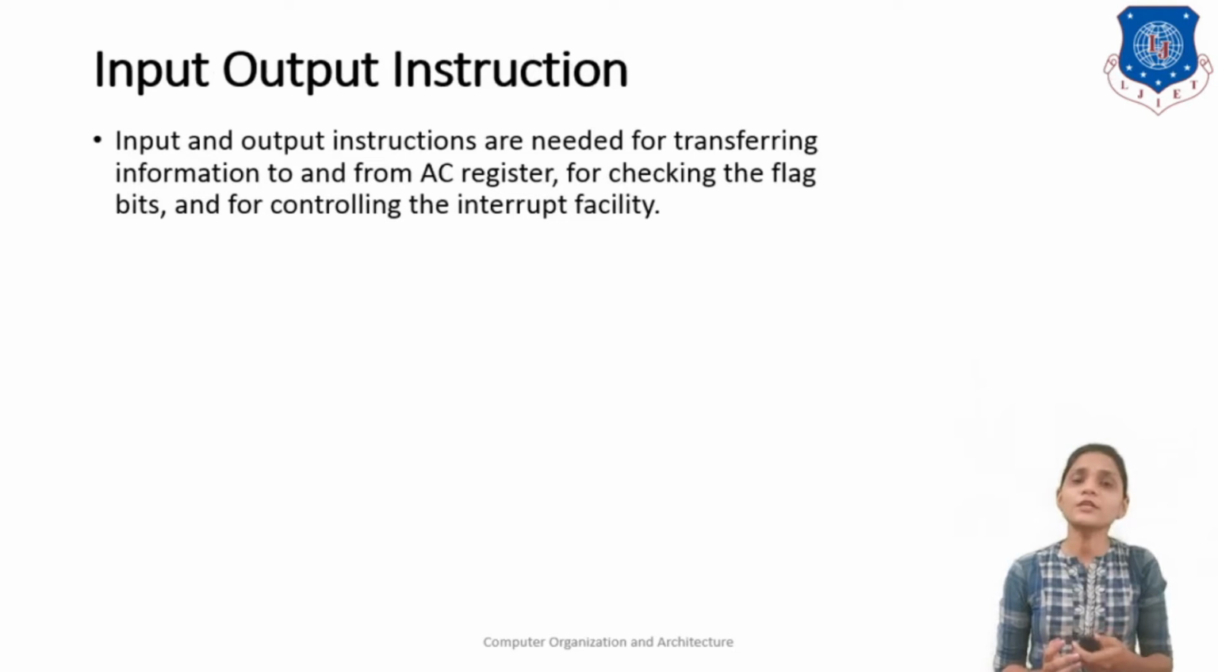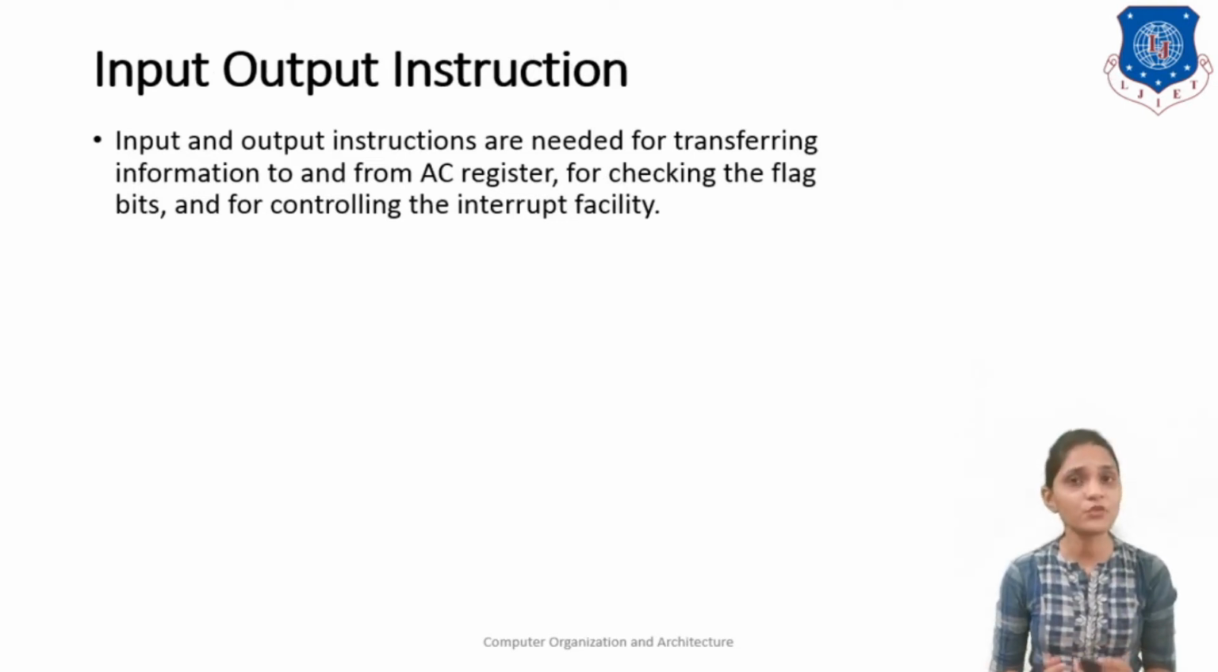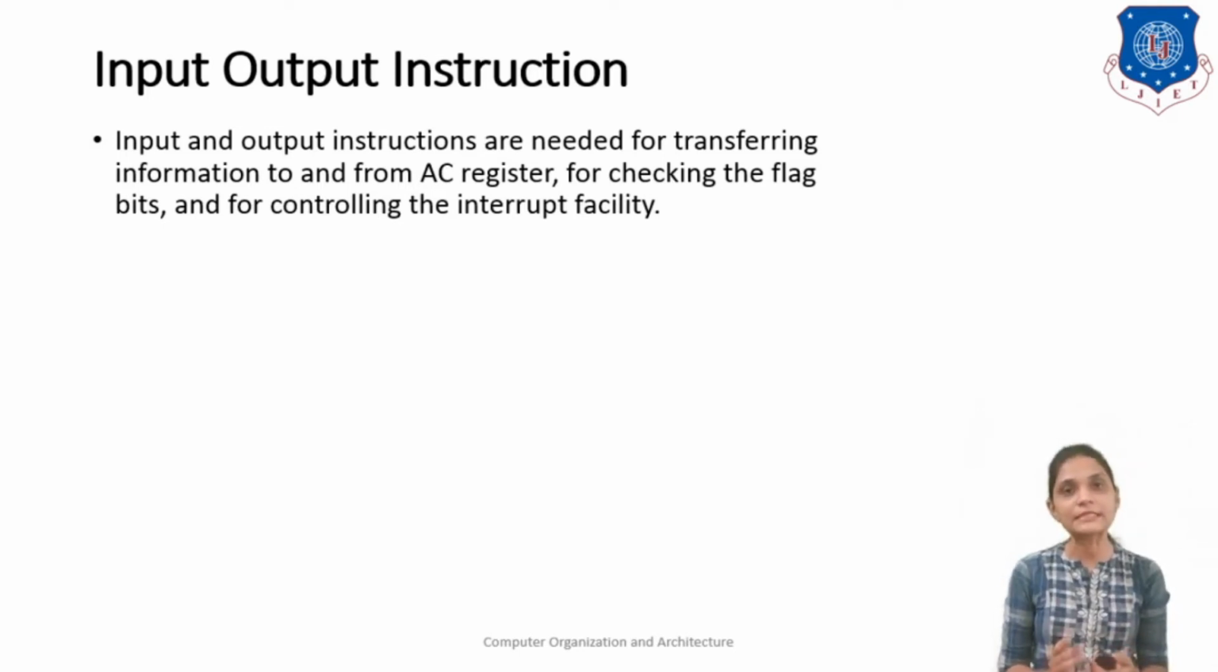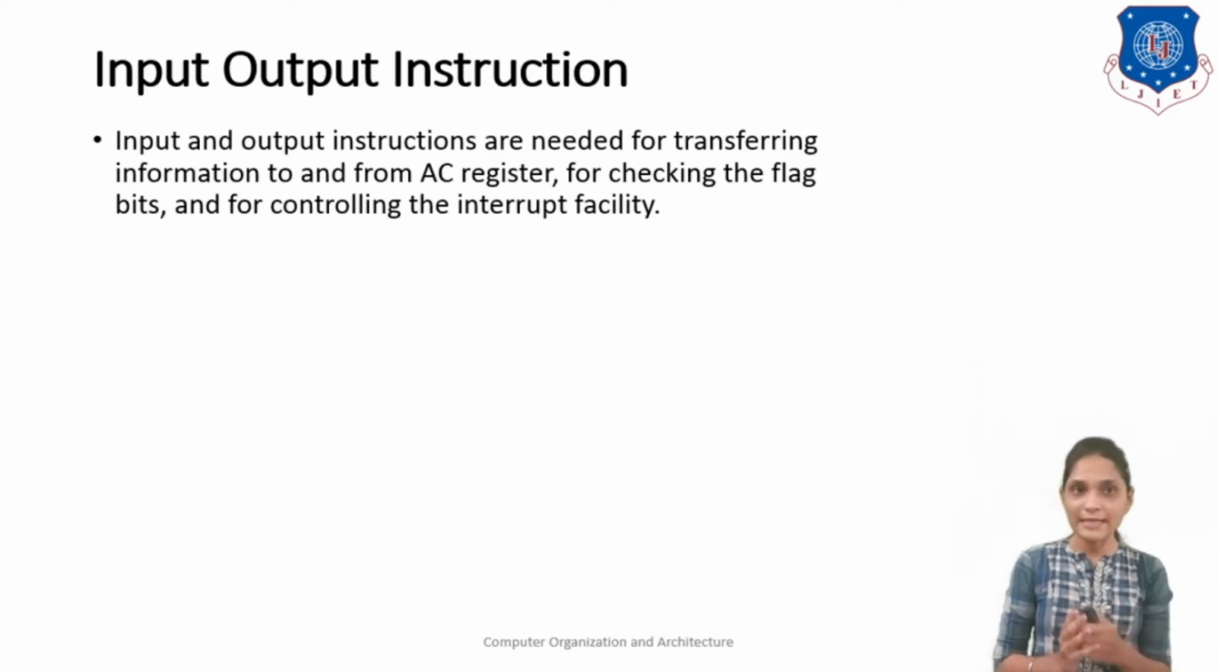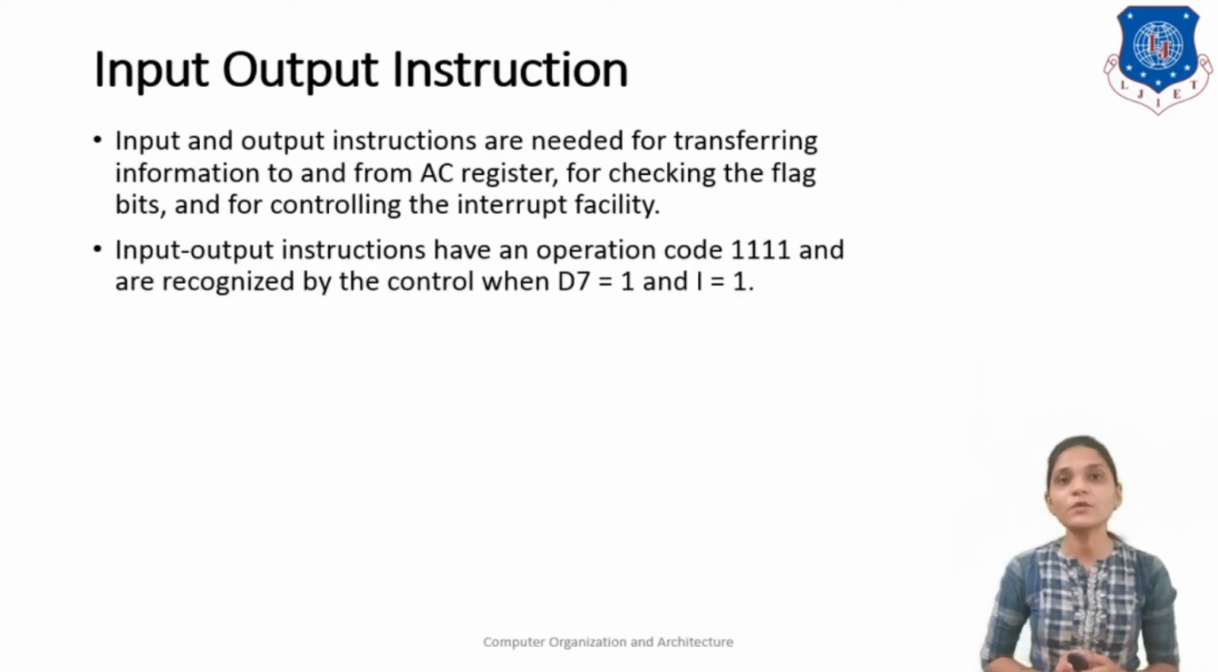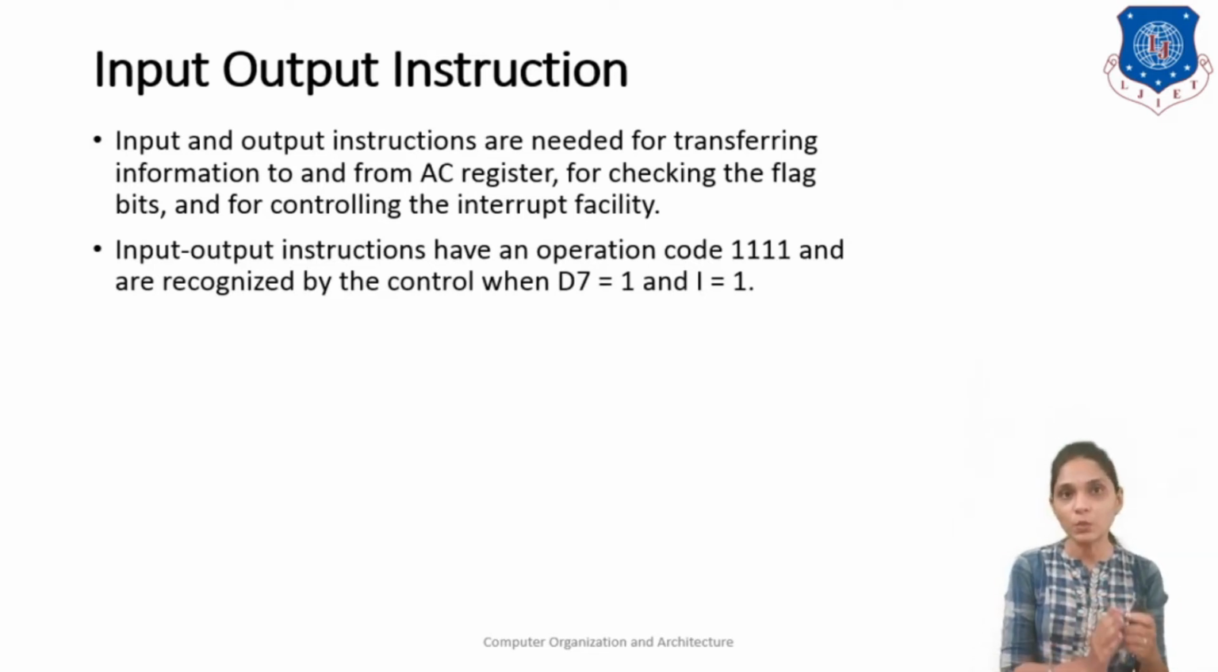The input-output instructions are needed for transferring the information to and from the accumulator, for checking the flag, and for controlling the interrupt facility. These three main tasks are completed by using this input-output instruction. The input-output instruction has the operation code part as 1 1 1 1. The 4 bits are 1, and that means your D7 is 1 and I bit is 1. So for our condition, D7 will be 1 and I bit will be 1.